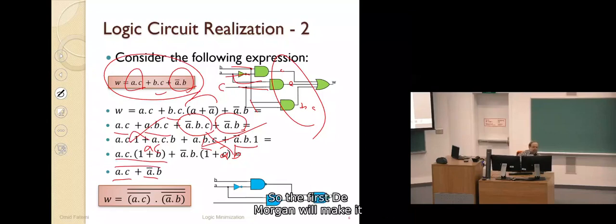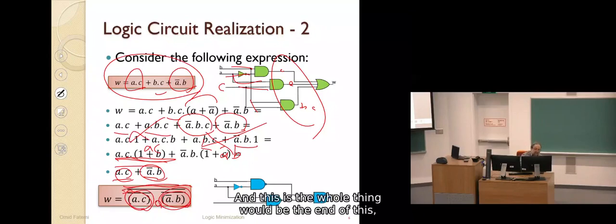Not is the same. So the first NOT, De Morgan, will make it NOT of this and NOT of this. So it will be NOT of AC and NOT of A naught B, ANDed together. And this is the other NOT which is there. So if you look, this is 3 NAND gates. This is NAND of AC, AC NOT. This is NAND of A naught B, so A naught B NOT. And the whole thing would be the NAND of this and this.